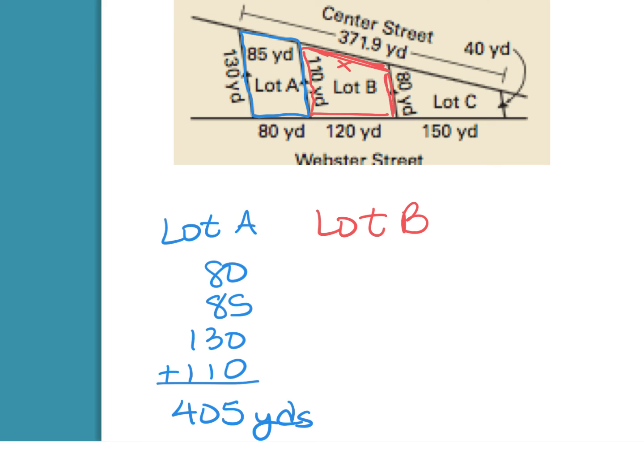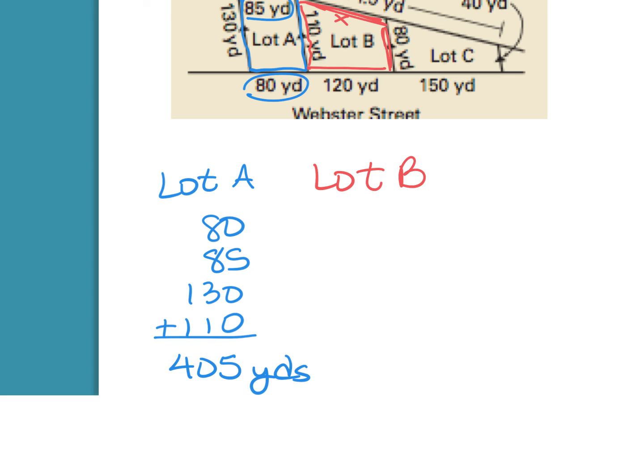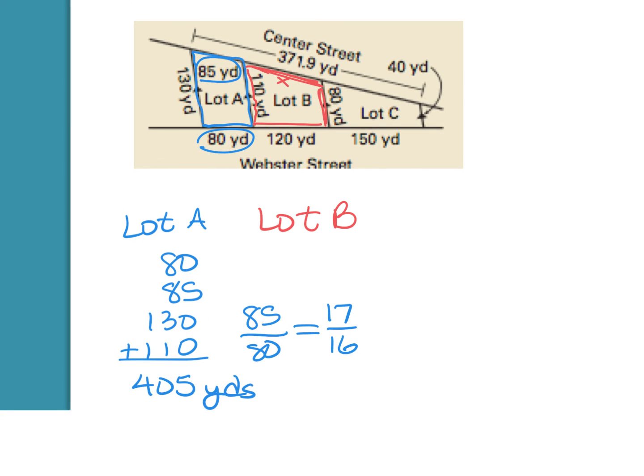Again, I need to find a side length ratio. So for the blue one, I could go ahead and take the 85 and the 80 and put it together in a fraction. So I'm going to take lot A's 85 over 80. I can go ahead and divide both of them by 5 and make it 17 over 16. I'm going to be using that in my proportion. And now if I wanted to find the length of lot B's amount on Center Street, I would go ahead and put x over 120.